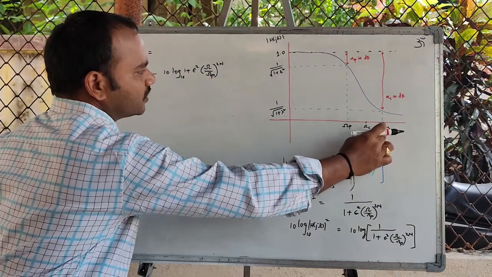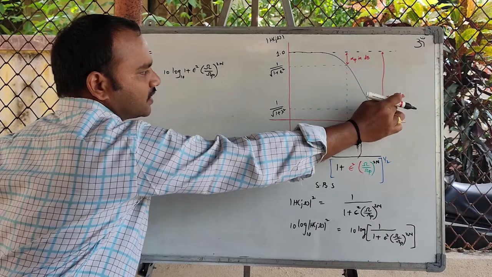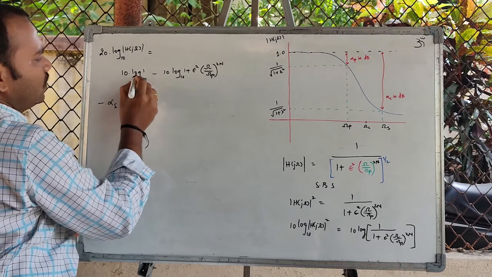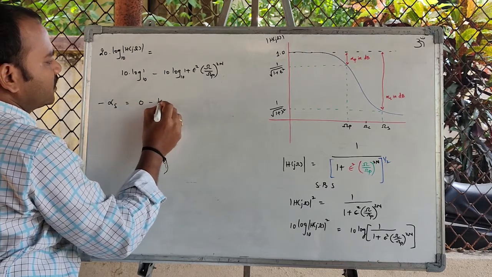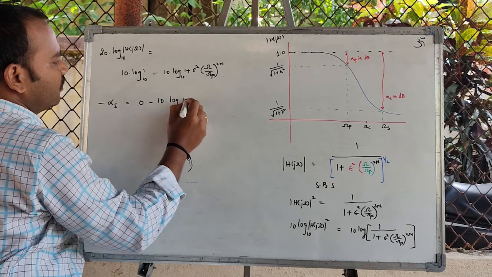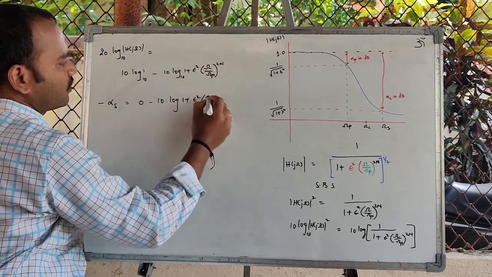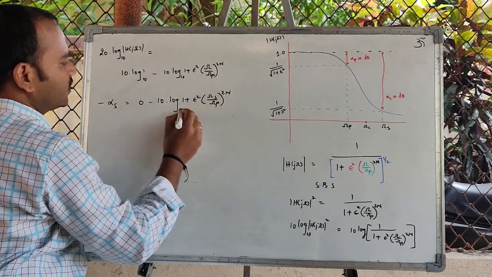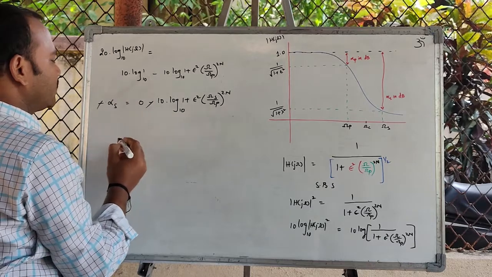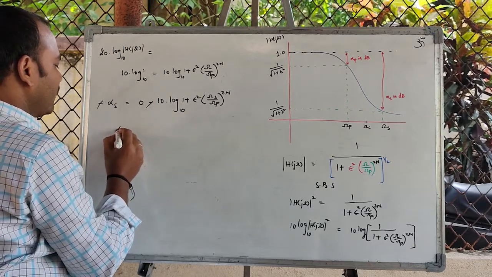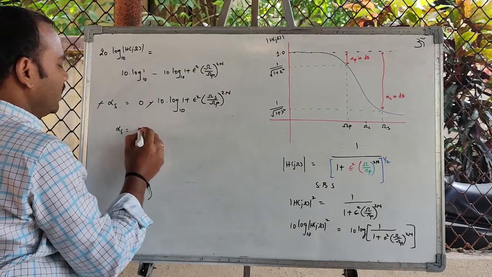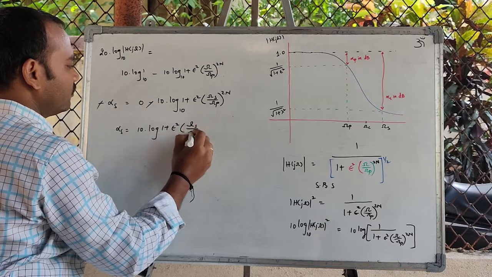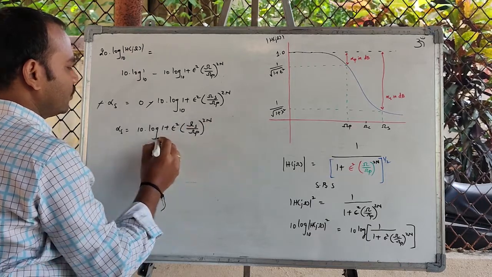At stop band frequency, the decibel value is below 1, it is alpha s. If it is below 1, it is minus alpha s is equal to log 1 base 10, which is 0, minus 10 times logarithm of 1 plus epsilon square. In the place of Ω, we write stop band frequency, power 2n, base 10. This minus gets cancelled. Thereby we are left with alpha s is equal to 10 times logarithm of 1 plus epsilon square (stop band frequency by pass band frequency) to the power of 2n, base 10.